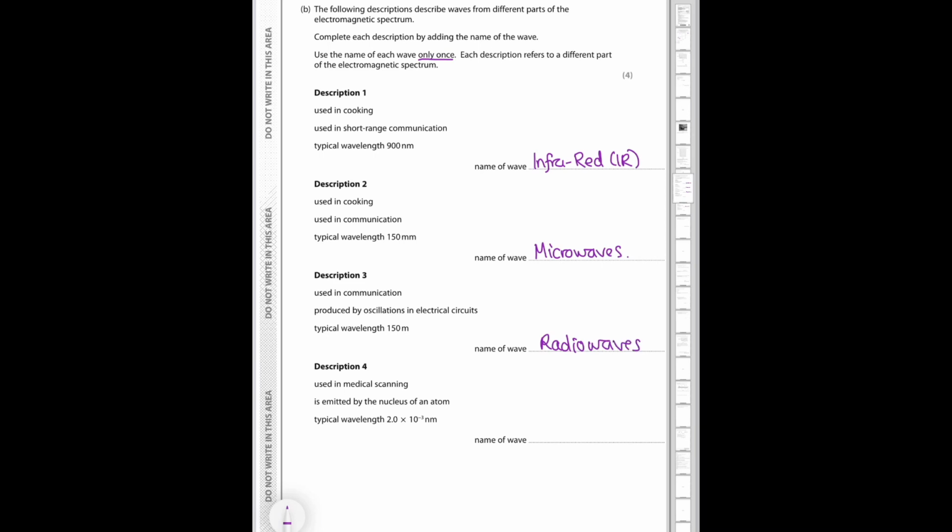And then description 4, used in medical scanning, and it's emitted by the nucleus of an atom, so that gives us a hint there. And the typical wavelength is 2.0 times 10 to the -3 nanometer, so extremely small wavelength, which means lots of energy. So that's going to be our gamma rays.